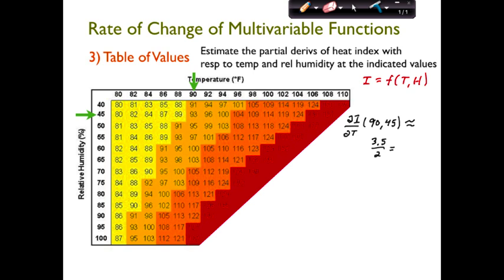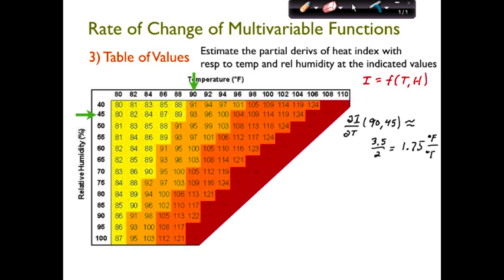What is that? What is it? Tell me. 1.75. What are the units on that? So what are the units on the partial of index with respect to temperature? Go ahead. So again, the units are just going to follow this, right? So a change in index would be degrees Fahrenheit. Change in temperature would be degrees Fahrenheit.